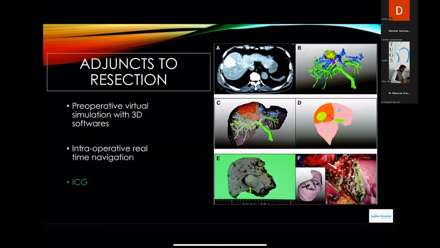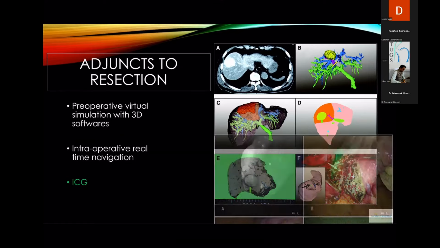We also have adjuncts to liver resections wherein we can use a preoperative virtual simulation with 3D softwares which are now available, the Myriam softwares, and intraoperative ultrasound can be used for real-time navigation for the multiple tumors.